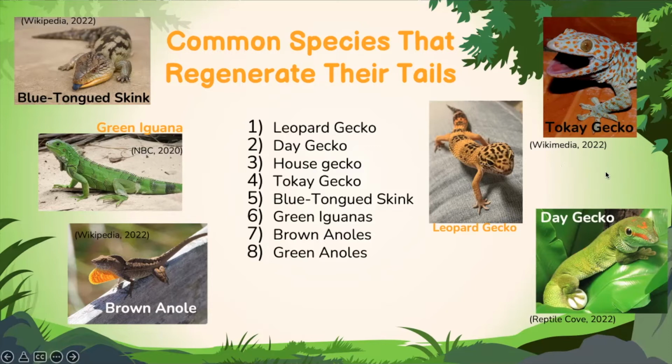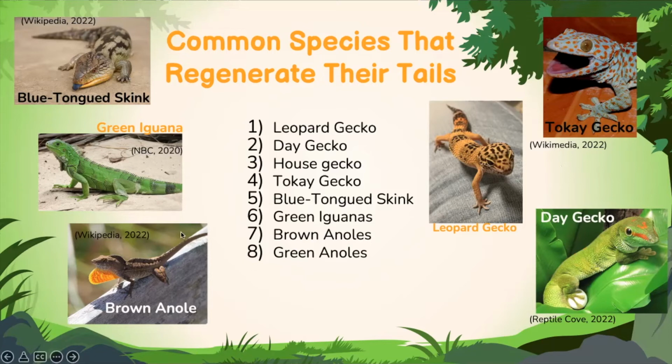Number five is the blue-tongued skink, which is up here in the top left corner. Number six is the green iguana, which you can see in the middle of the left side. And number seven and number eight are the brown and green anoles.